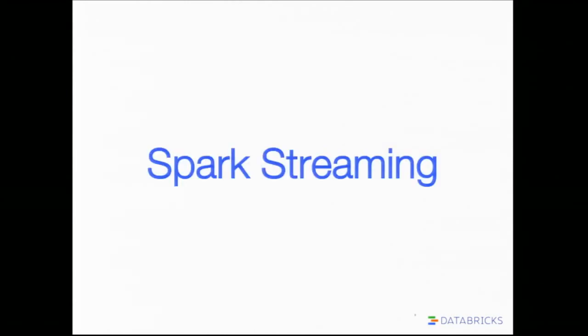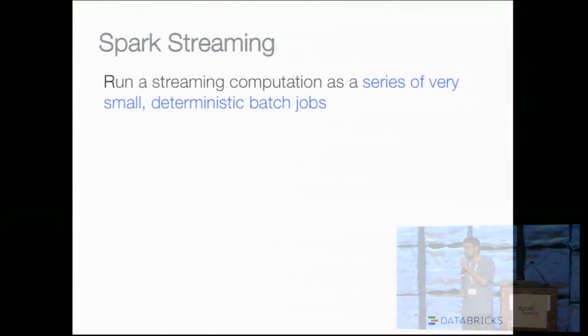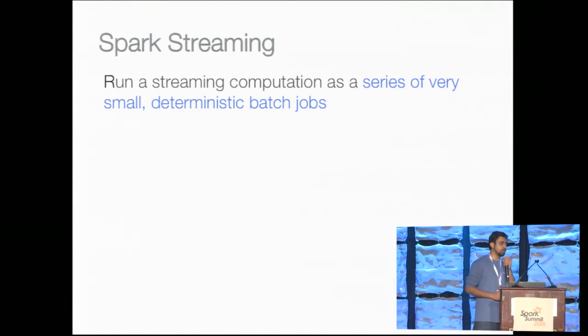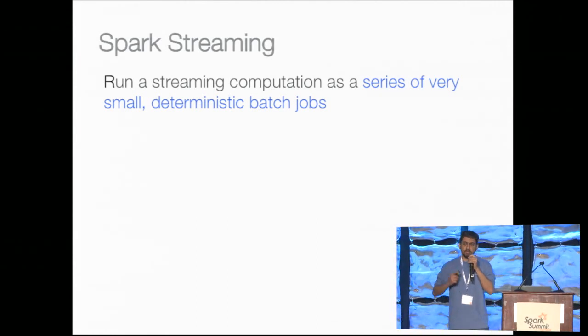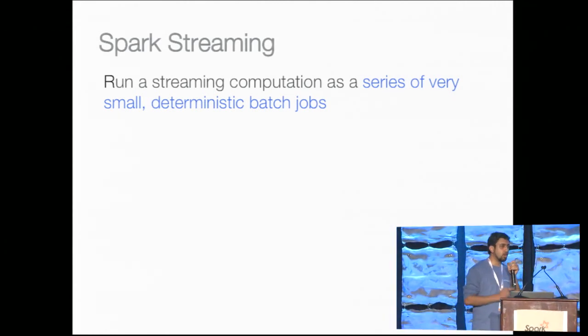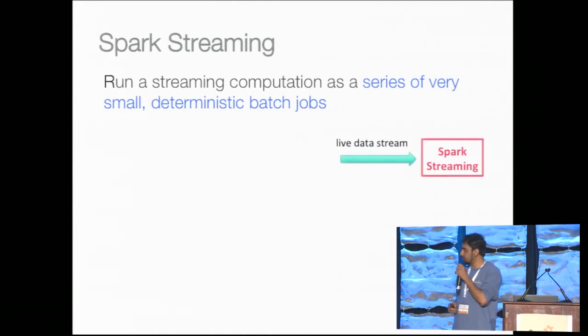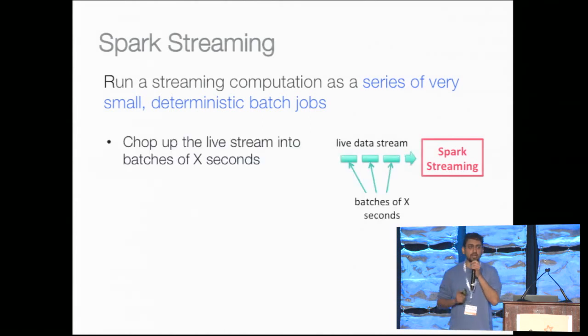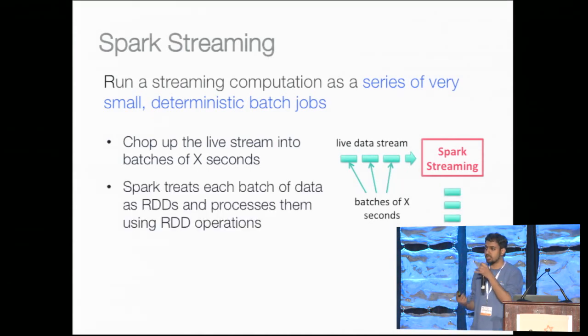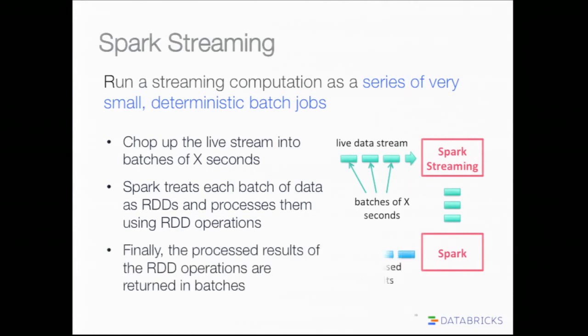So we ended up building Spark Streaming. And the idea behind Spark Streaming is actually very simple. You take a streaming computation and express it as a sequence of very small deterministic batch jobs. So you have your data stream coming in. What Spark Streaming will do is divide your data stream into batches of X seconds. Now this X is configurable by the developer. Once it divides the data stream into batches of X seconds, it forwards those batches of data to Spark. Spark processes that and gives out the results also in batches.